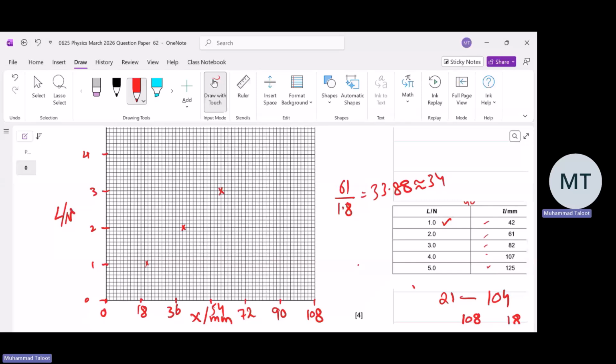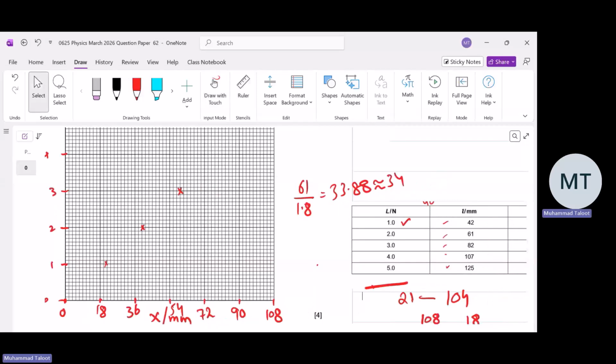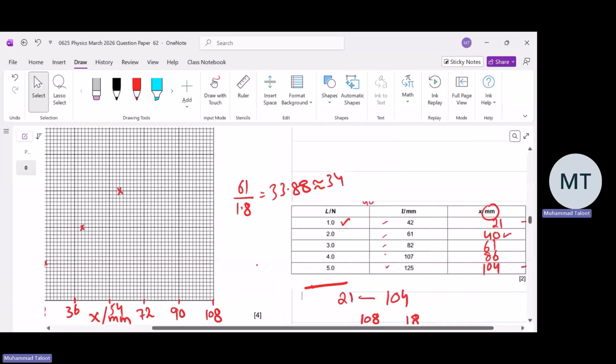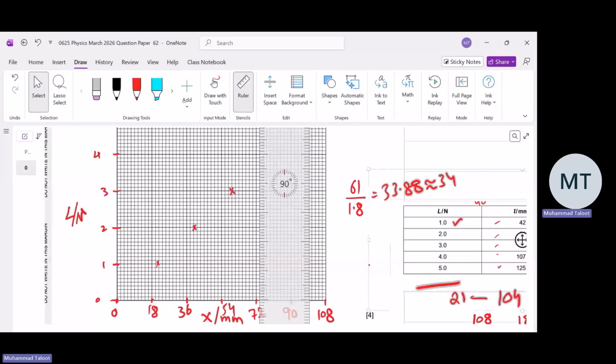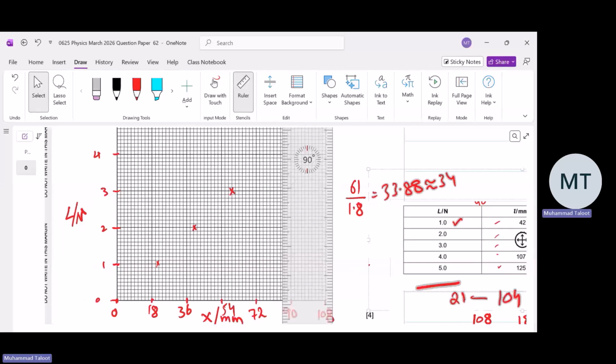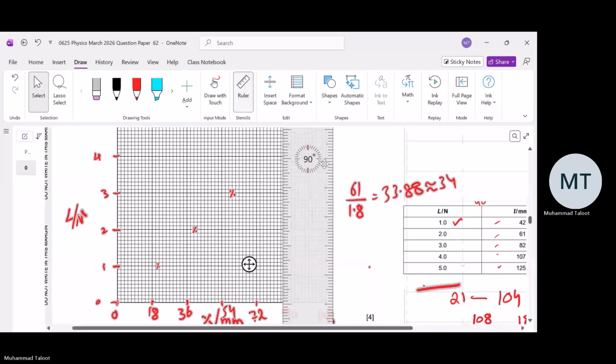Then when load is 4 newtons, 86 you have to plot. So 86 divided by 1.8 is 47.7. So we are going to move 10, 20, 30, 40. It will be somewhere here at 40. Then here we will be having 45, 46, 47. Somewhere here is going to be the point.